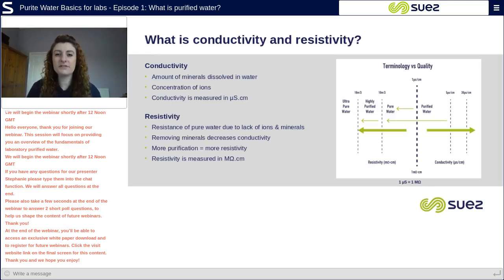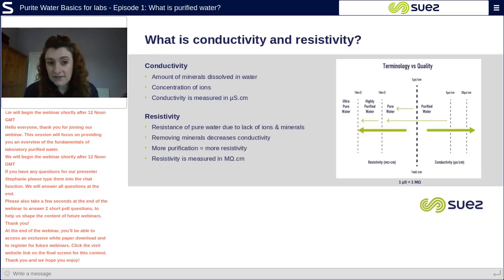Resistivity describes the resistance of pure water. So as part of the purification process, minerals are removed, which decreases the conductivity of the water. The greater the degree of purification, the more resistant the water becomes to conduct. Resistivity is measured in megohms. So if you look at the diagram on the right-hand side, 1 microsiemens is equal to 1 megohms.